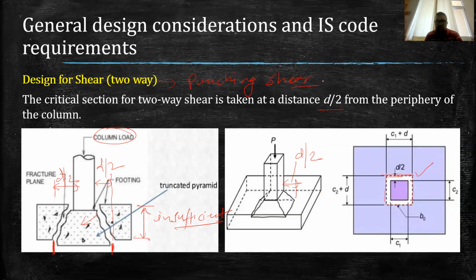So this is the second type of shear in which the column may punch. This is the most critical criteria in this foundation design, and most of the time punching shear is the governing factor of the thickness of the foundation. So most of the time the thickness of foundation is governed by this punching shear.